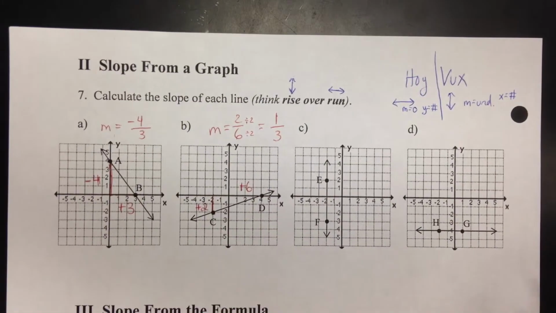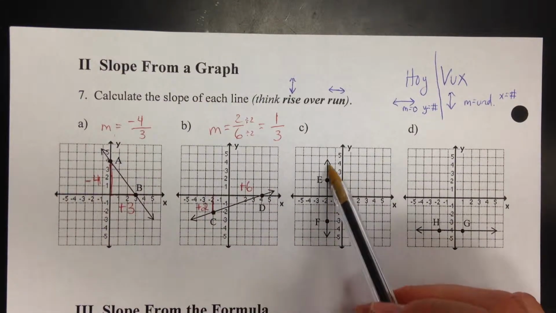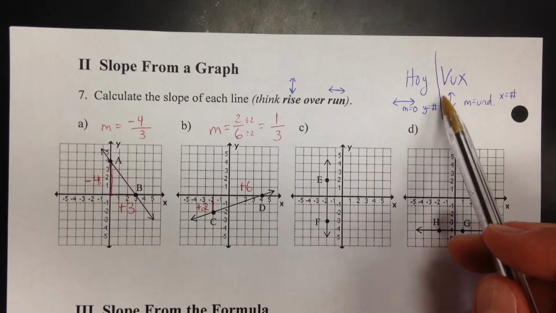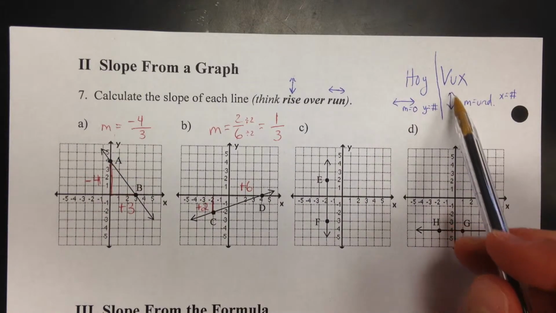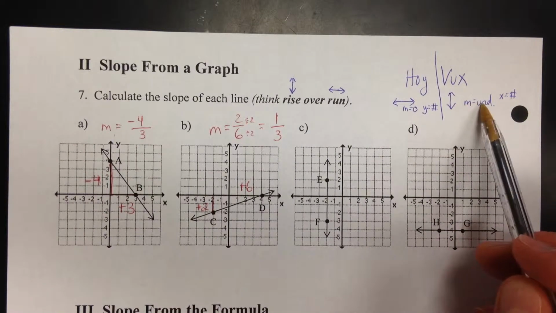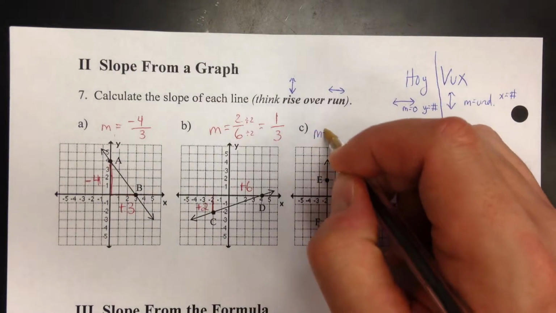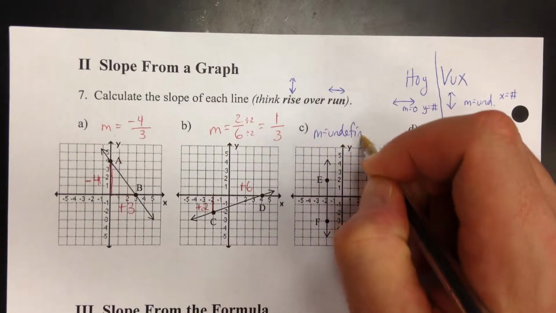Okay, so when I look at this, here's part C. This is a vertical line. So vertical line is a Vux. The slope is undefined. So there's my answer. M equals undefined.